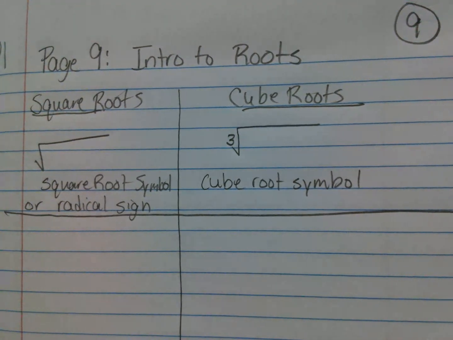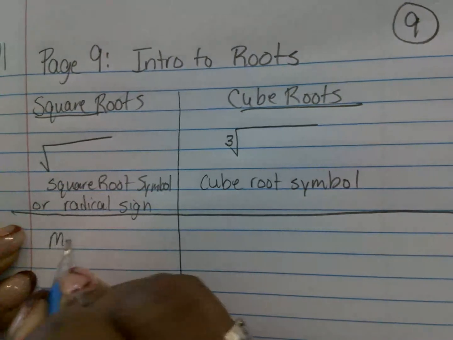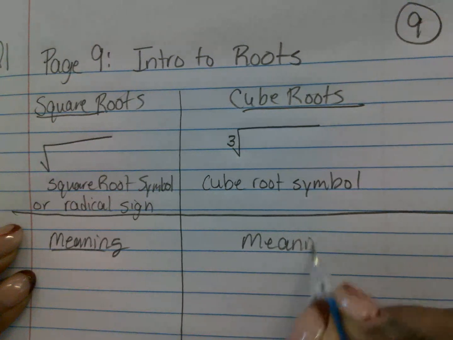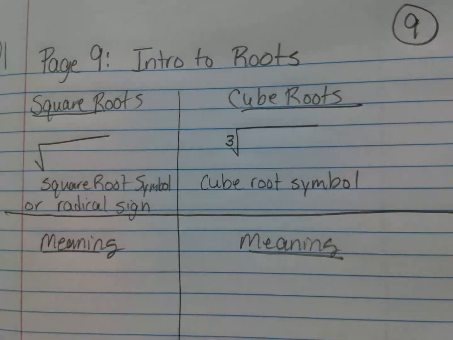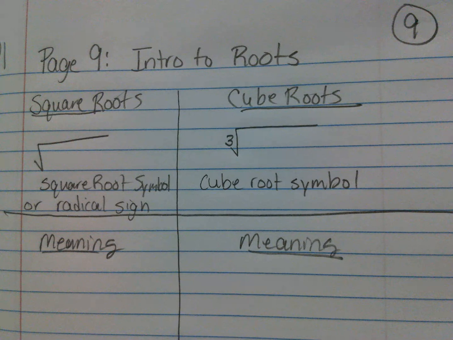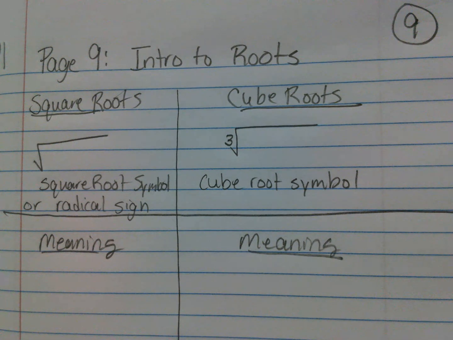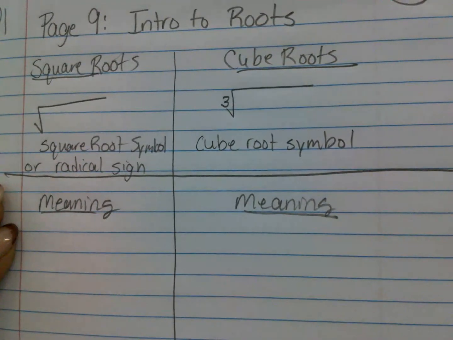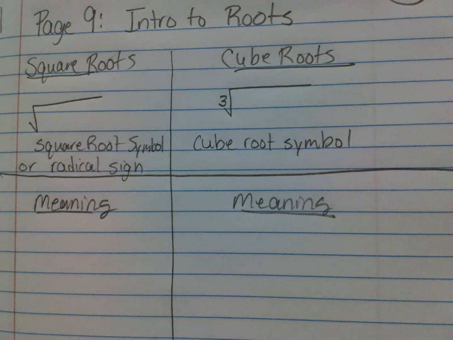All right. So now we're going to talk about the meaning and what they each mean. So we're going to do the meaning next. Let's start with what square root meaning is. The meaning for square root is when they're asking you to find the square root, they're asking you what number can be multiplied times itself to give you the number under the radical.